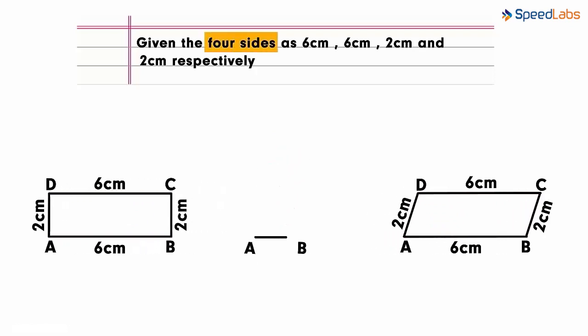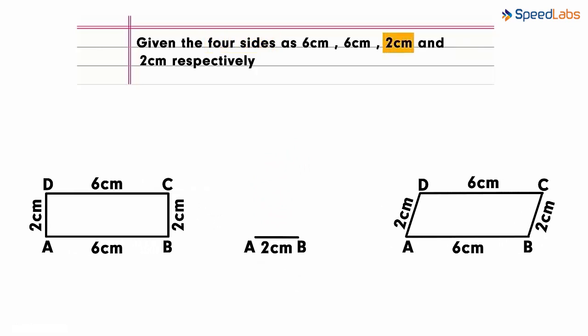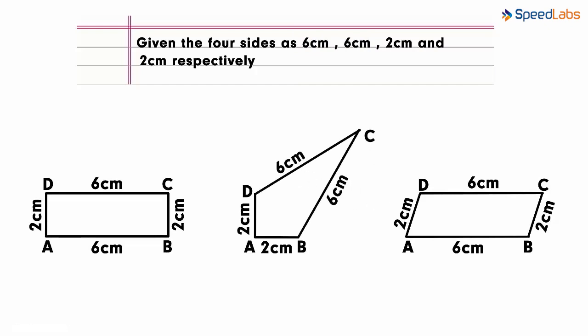Let's take the base AB as 2 cm this time and from one end make a 2 cm segment like this. Let this be AD. The 2 sides remaining are 6 cm long. So we draw BC and DC of length 6 cm such that they meet at a point like this. Again, the shape is different.